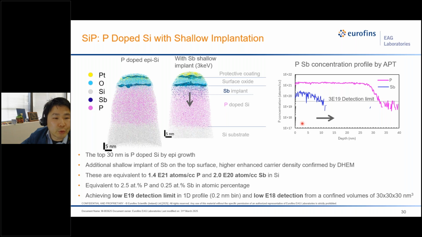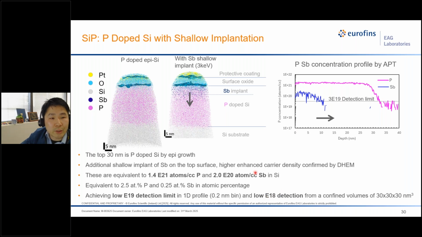And actually, if we use the entire data set, the entire silicon phosphide region, we can achieve better detection efficiency by using more ions. That is estimated to be the low E18 if we use the entire 30 nanometers of the silicon phosphide region. So you can see the detection limit actually depends on the size of the data. The larger the size you have, the lower the detection limit you can achieve for dopant analysis.